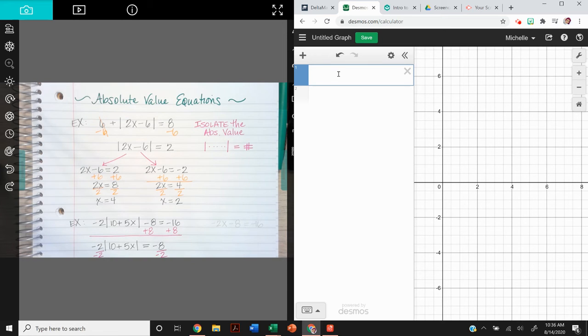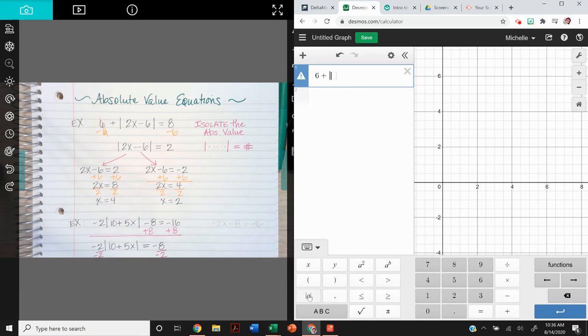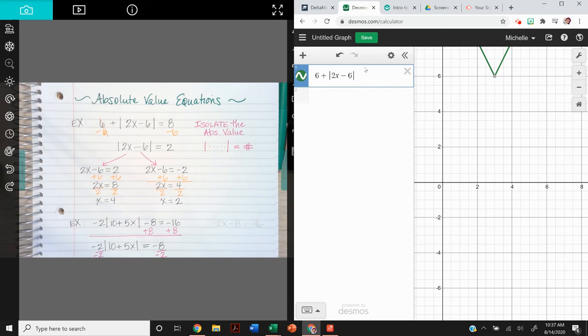So 6 plus, I'm just going to jump right in. We're just typing it in. Go to my keyboard, absolute value, 2x minus 6. Close the absolute value. Now you can see some things are happening here on your graph. Just ignore them for a minute. I'm going to come back and address that and type it in a different way. And then equals 8.